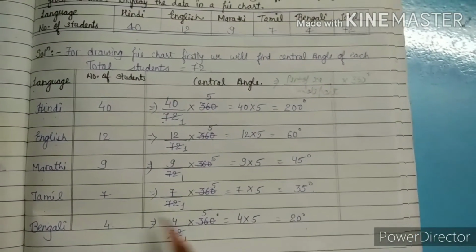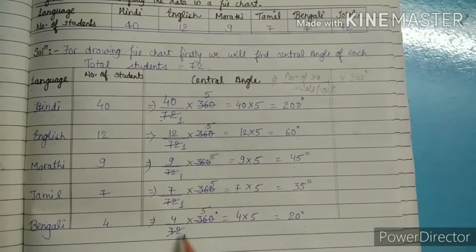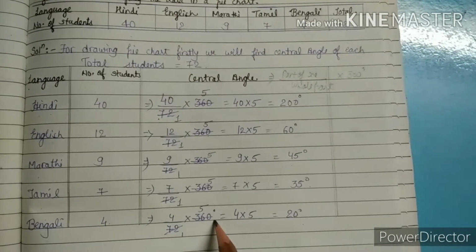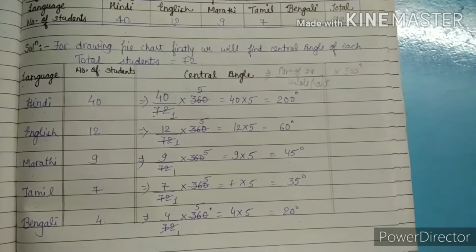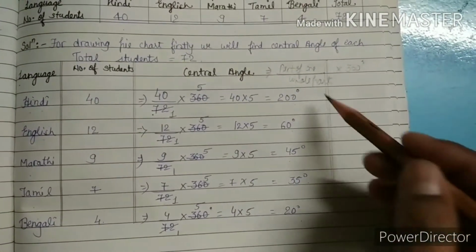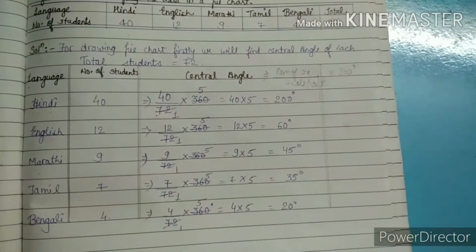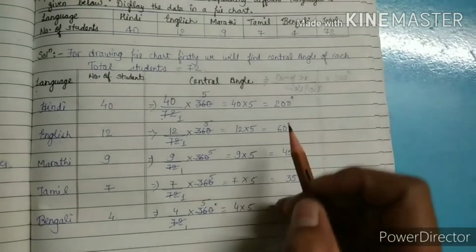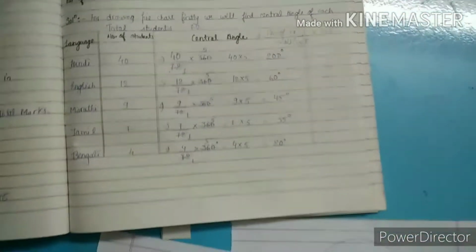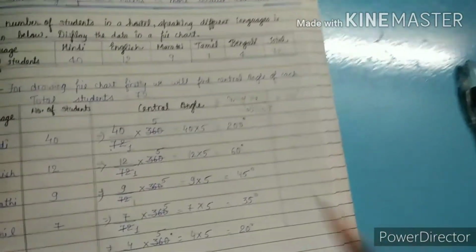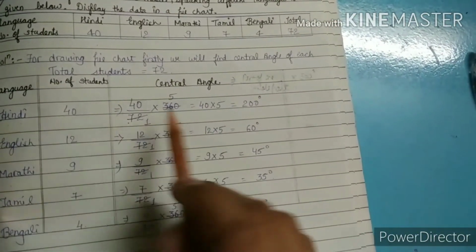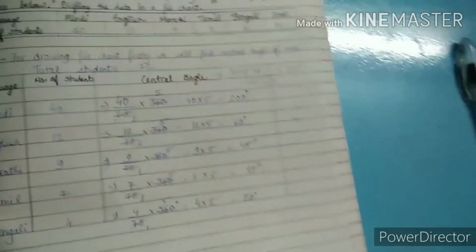Last is 4 for Bengali. 4 by 72 and 360. 360 will give 5. So 4 into 5 is 20 degrees. So here we found the central angle of each language that students speak. Now we have to draw the central angle of each language.